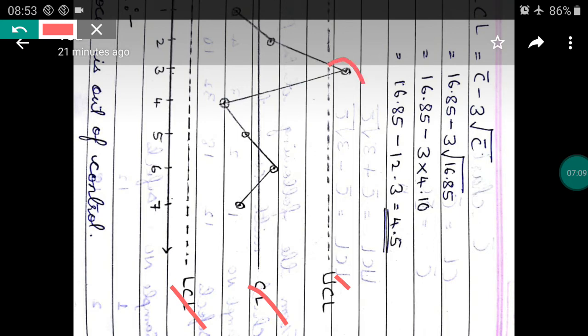See, one point is crossing the UCL limit. It means the process is out of control. When even one point is passing or crossing the UCL or LCL, at that time the comment is that the control chart is out of control.